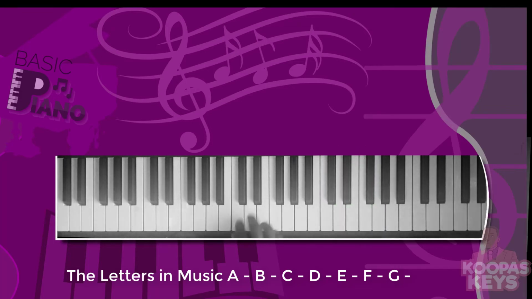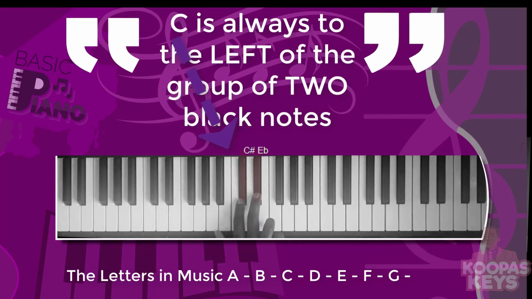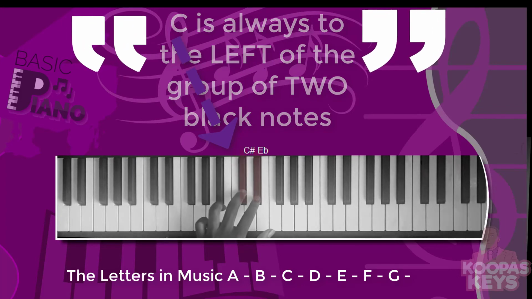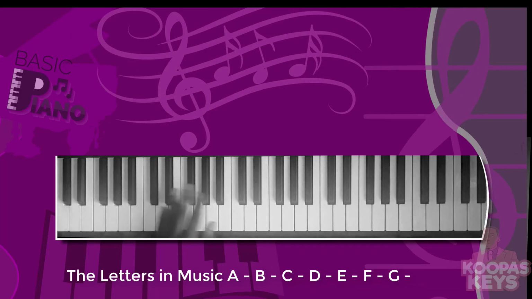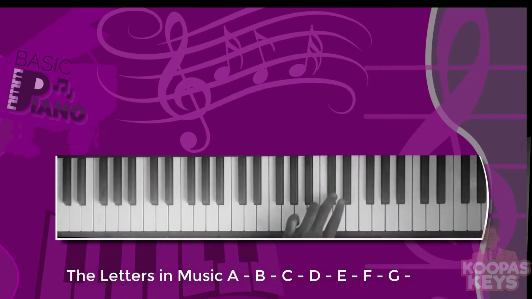But how do you actually find C? That's quite simple as well actually. The pattern of black notes helps us to recognize where C is. There is a repeating pattern of black notes and white notes all over the piano, but every time you see 2 black notes together, whenever you see the pair of 2 black notes, then you know that C is always going to be to the left of those 2 black notes.